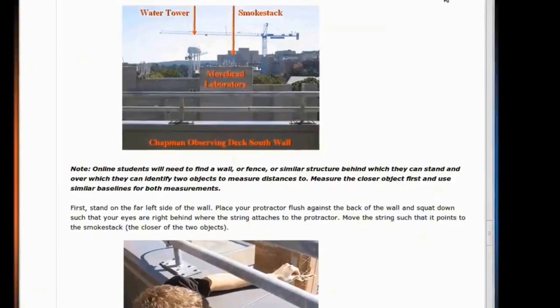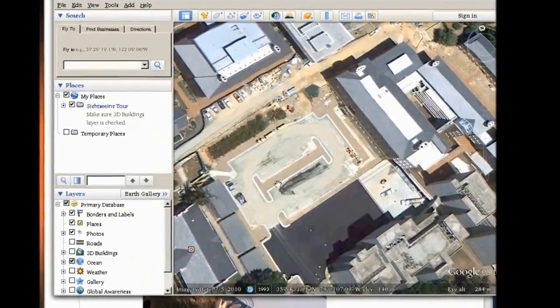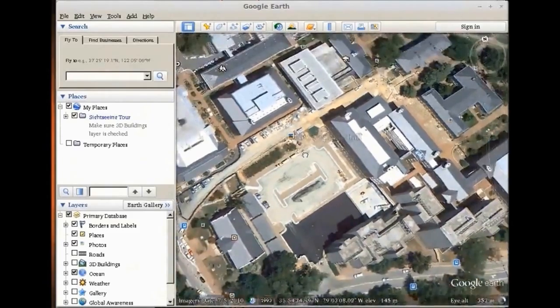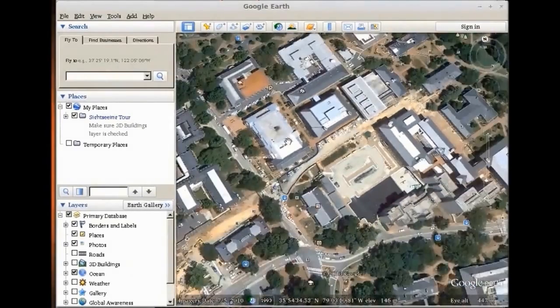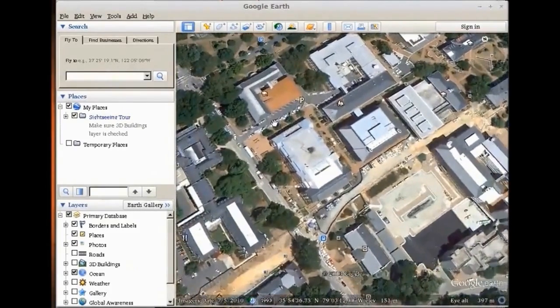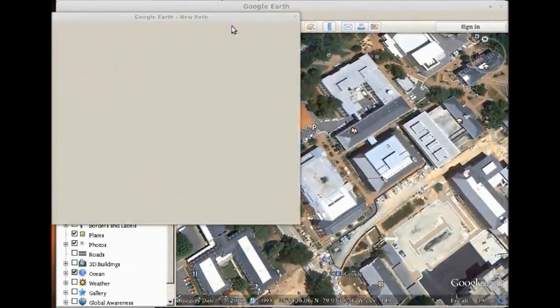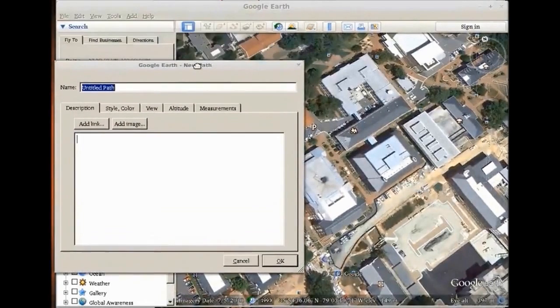If you want to get even fancier than that, you could try and get Google Earth. Google Earth is very similar to Google Maps, and here again, we're on Chapel Hill's campus. If I wanted to measure those distances, there is a tool for doing that. If you click here, it says Add Path. That's going to bring up a little window that lets you add a path.